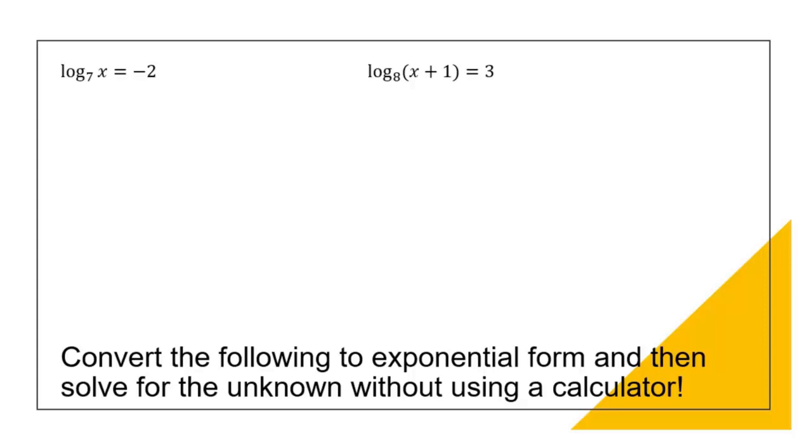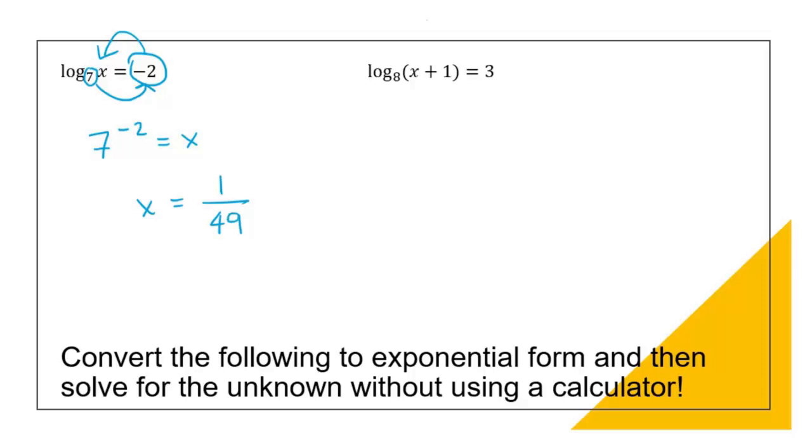Let's rewrite this logarithmic equation in exponential form. We'll read it as the base 7 raised to the power of negative 2 gives us x. In other words, the base 7 raised to the power of negative 2 is equal to x. Turns out this one solves itself. All we have to do is evaluate 7 to the power of negative 2. 7 to the power of negative 2 is 1 over 7 squared, or 1 over 49.